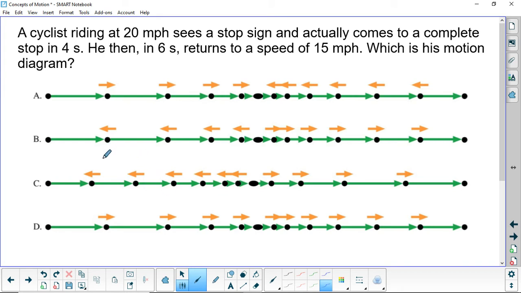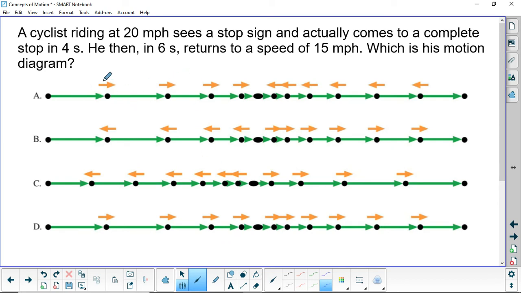I want the cyclist going fast at first and slowing down. So let's look at this. This one is going fast at first and slowing down. Look at our velocity vectors getting smaller. This one is going fast and slowing down, and this one is too. So that doesn't help me very much yet. But let's look at our acceleration vectors.